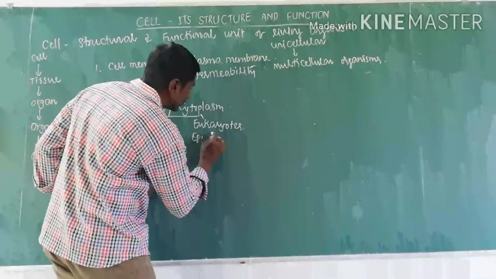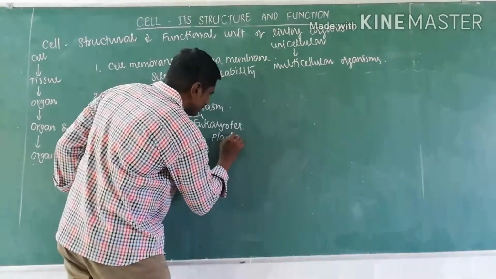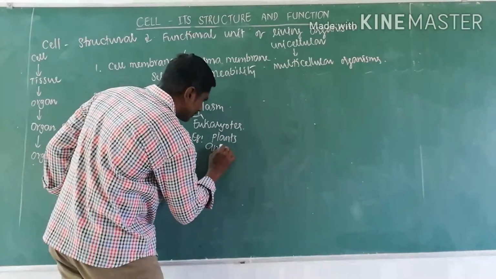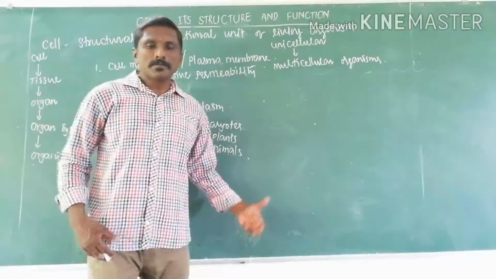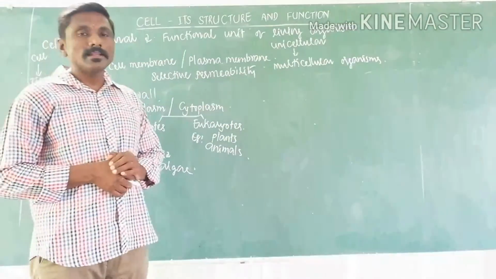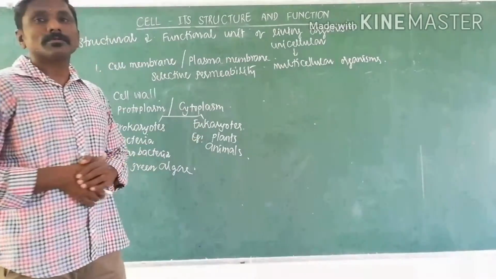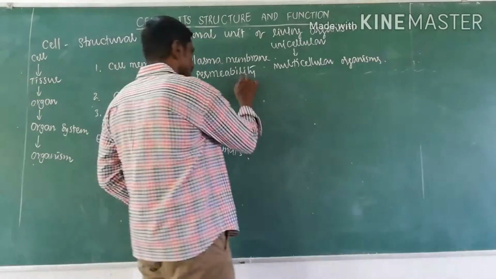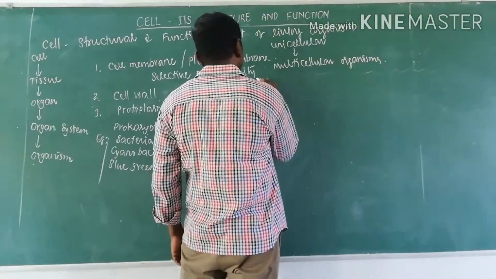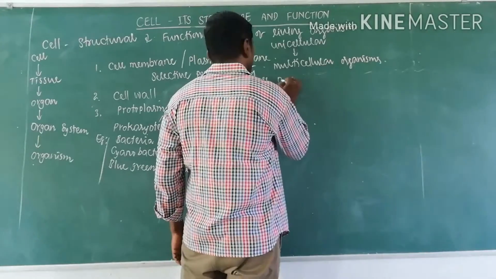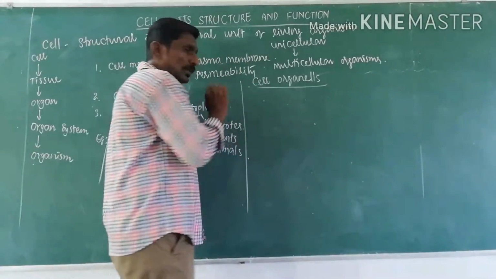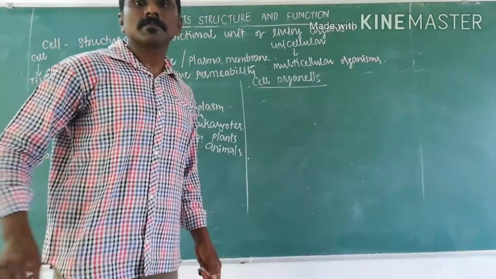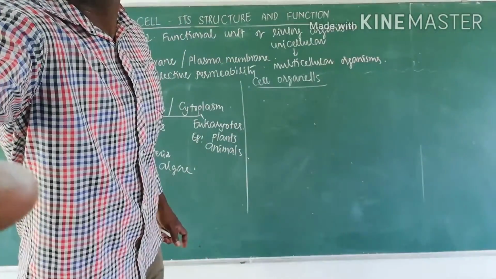Another category of organisms is the eukaryotes. These are the organisms which possess a true nucleus. Examples of eukaryotes are plants and animals. This is a brief history about the cell, and next we will discuss the various cell organelles one by one.